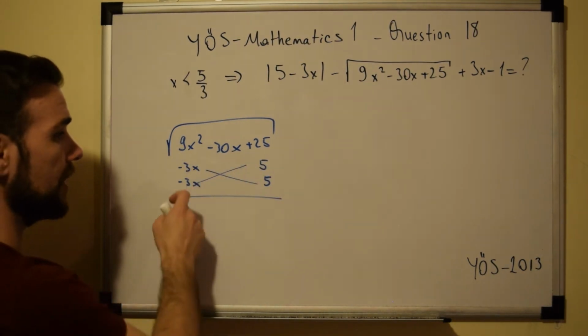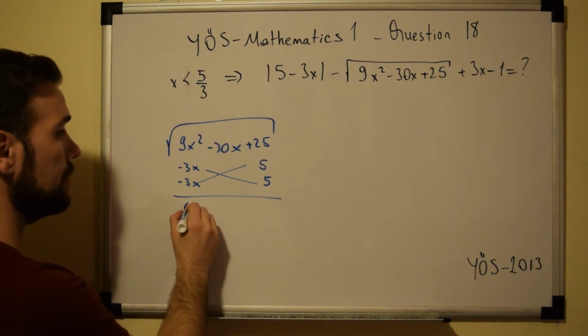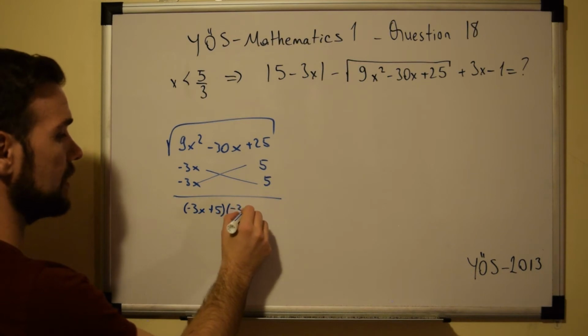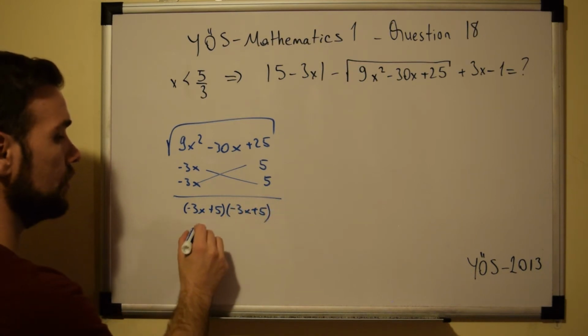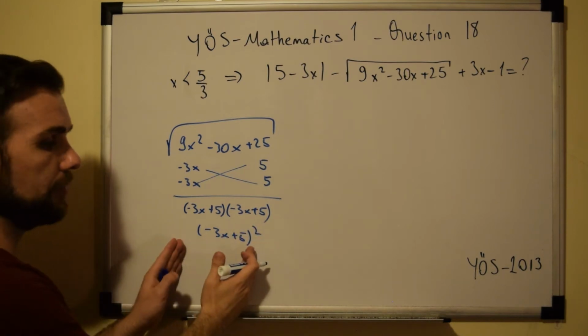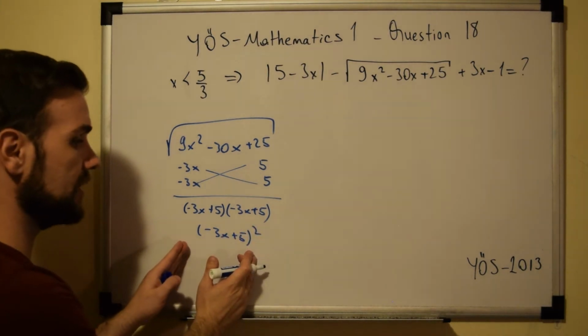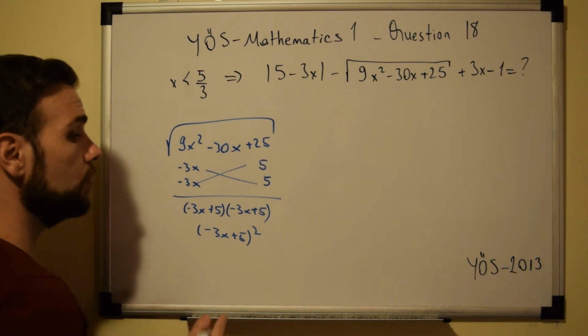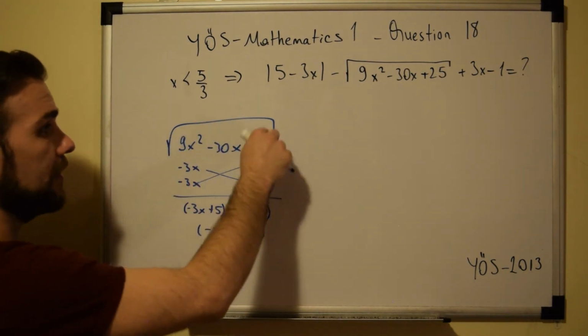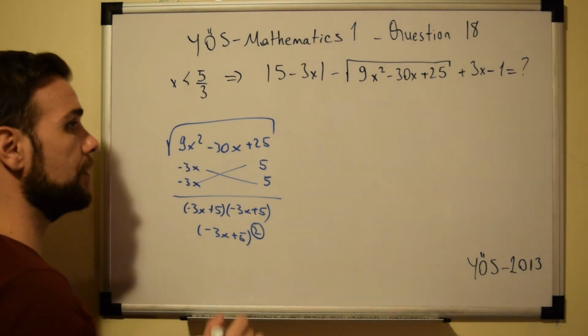So this is the correct form it should be. So we have here minus 3x plus 5 times minus 3x plus 5, which is equal to minus 3x plus 5 square. So another way of writing this expression is minus 3x plus 5 square. But what do we do when we have a square here, the power of 2, the exponent 2, and we have the square root? There is a rule we have to remember.